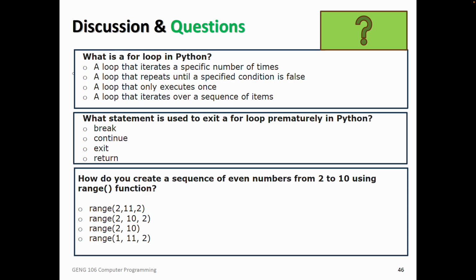Well, it's not the second one, because if you put 10 here, 10 will not be included. We would only print 2, 4, 6, and 8, but not 10. So if you want to include 10 also, I should put a number here larger than 10, which is 11 in this case. Or I could even put 12, but anyway, it will give us the numbers that we want.